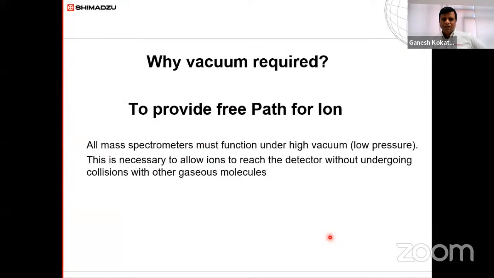Then why is vacuum required in such a scenario? To provide a free path for the ion, vacuum is a must. And what is the level of vacuum? It's almost e raised to -7 torr, a very high vacuum. Why is vacuum required? The mass spectrometer must function under vacuum. This is necessary to allow ions to reach the detector without undergoing any collision in between.